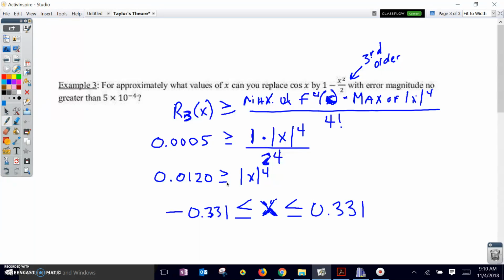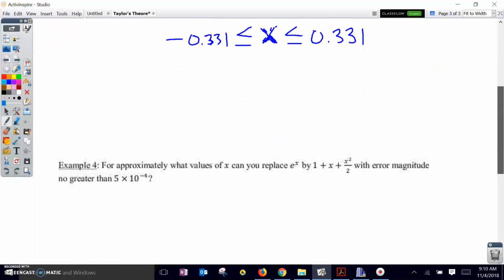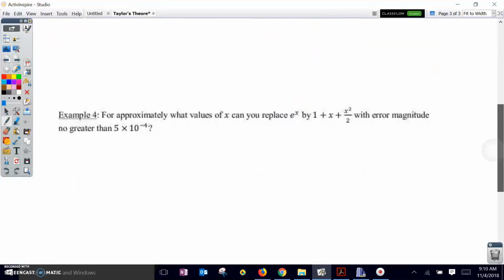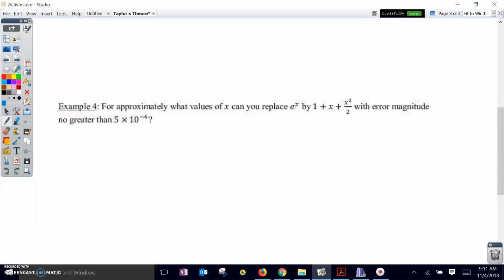Alright, let's go on to example 4. For approximately what values of x can you replace e to the x by this with an error magnitude no greater than 5 times 10 to the negative 4? Alright, so again we want our error to be smaller than this, and we want the maximum value of the third derivative of this, since this is a third order error.